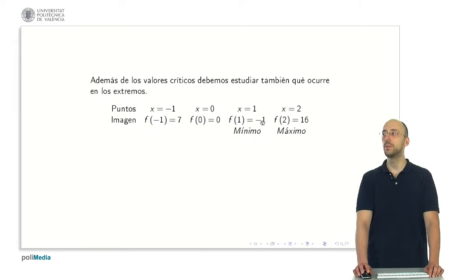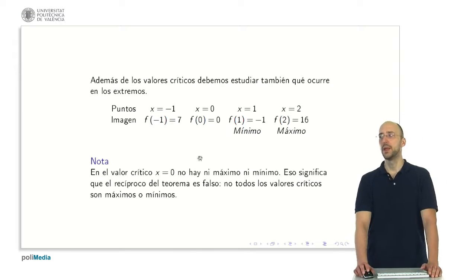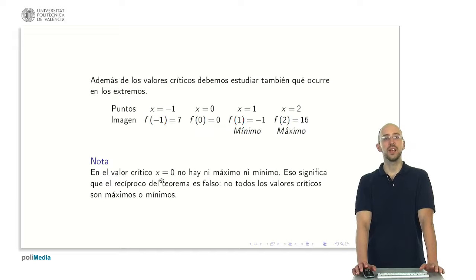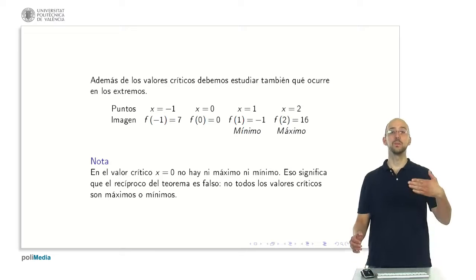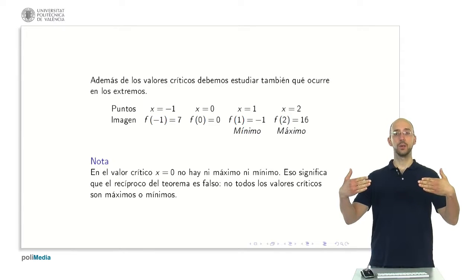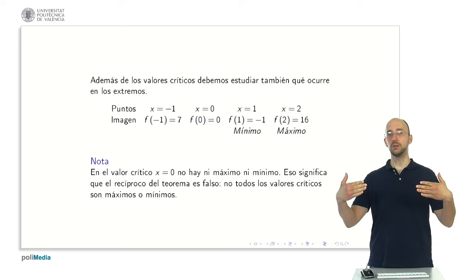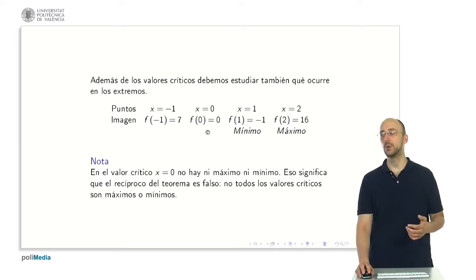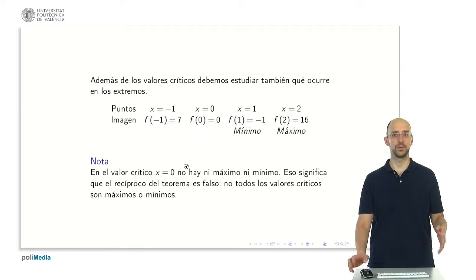and a minimum at the point (1, minus 1). A note: at the critical value x equals 0, there is neither a maximum nor a minimum. This means that the reverse of the theorem is false. The theorem stated that if there is a maximum or a minimum, then it's a critical value. However, a critical value, like 0, is critical because the derivative at 0 is 0. This can be easily demonstrated. It is neither a maximum nor a minimum.